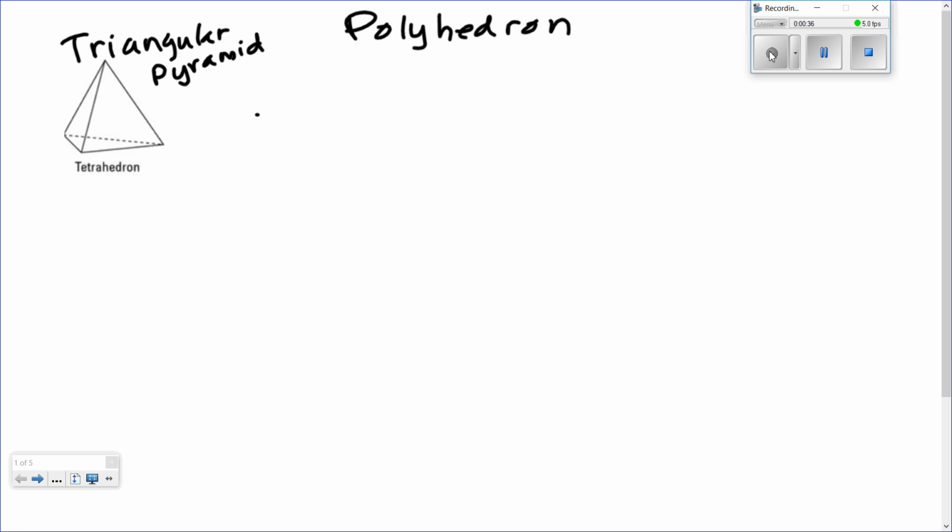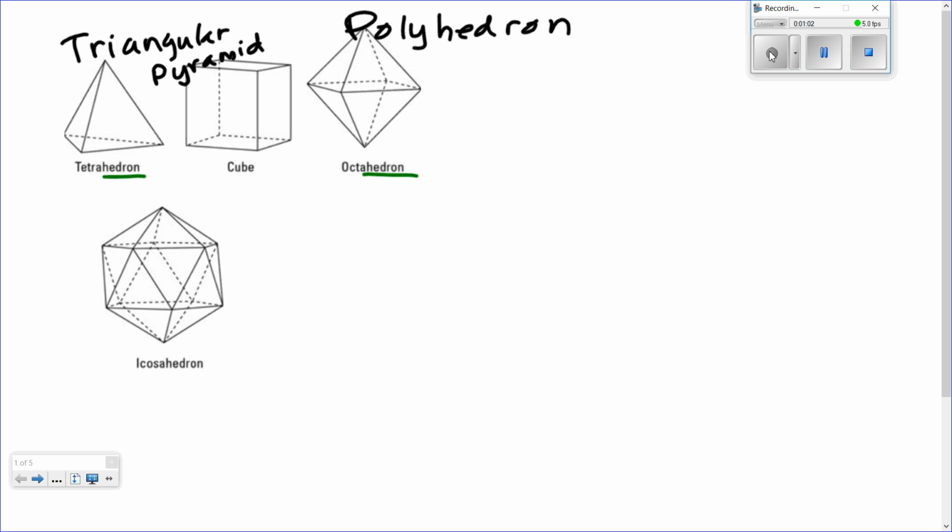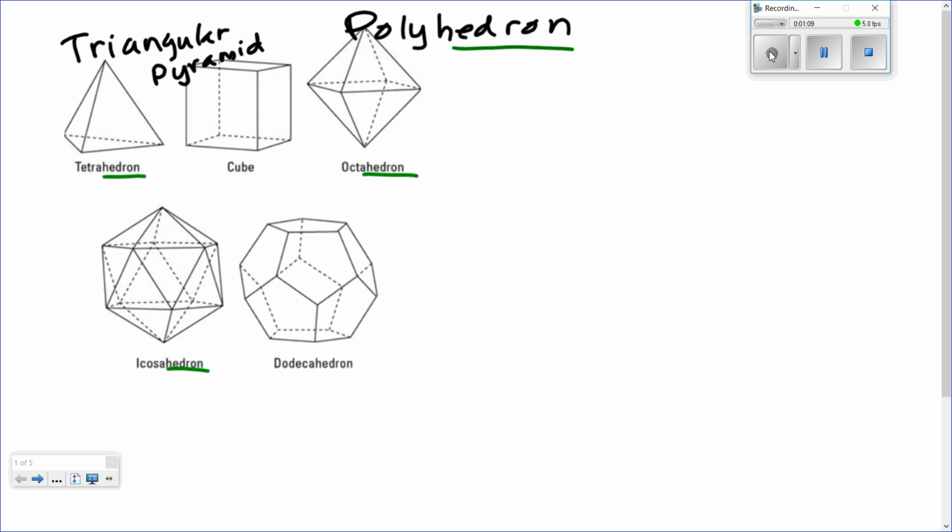Okay, another one that we see is going to be a cube. You're also going to see an octahedron, all of these triangles coming together. We have an icosahedron. Notice they have this hedron except for the cube. Always has to be different. Hedron, hedron. And the last one, the dodecahedron.